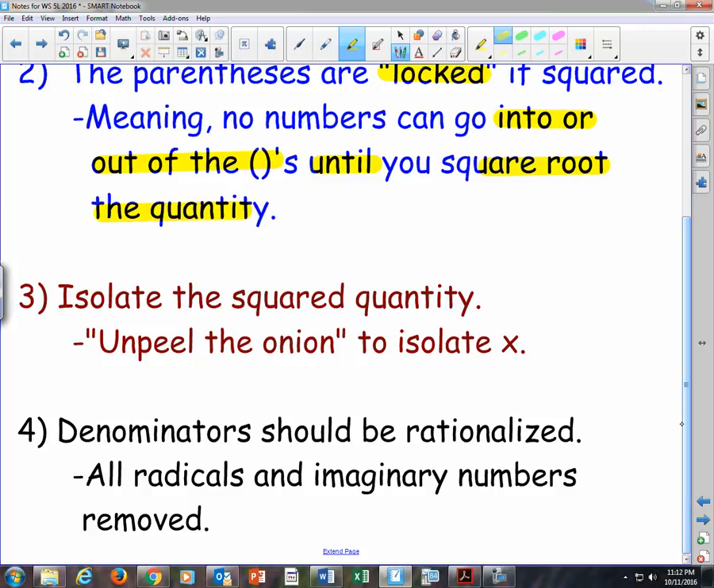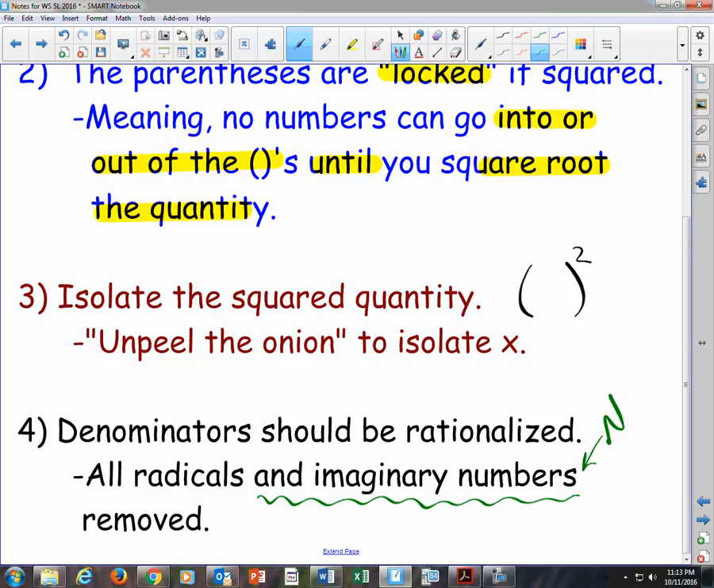Number 3, isolate the squared quantity. So, get the part that looks like this by itself. That's what you want to isolate. And to do that, you unpeel the onion. And number 4, denominators should be rationalized, all radicals and imaginary numbers. So if you had imaginary numbers in the denominator, those should be removed. To be honest, I don't think this actually happens on these problems. Not on these. You will get imaginary results, but there's no reason that the i should be in the denominator.